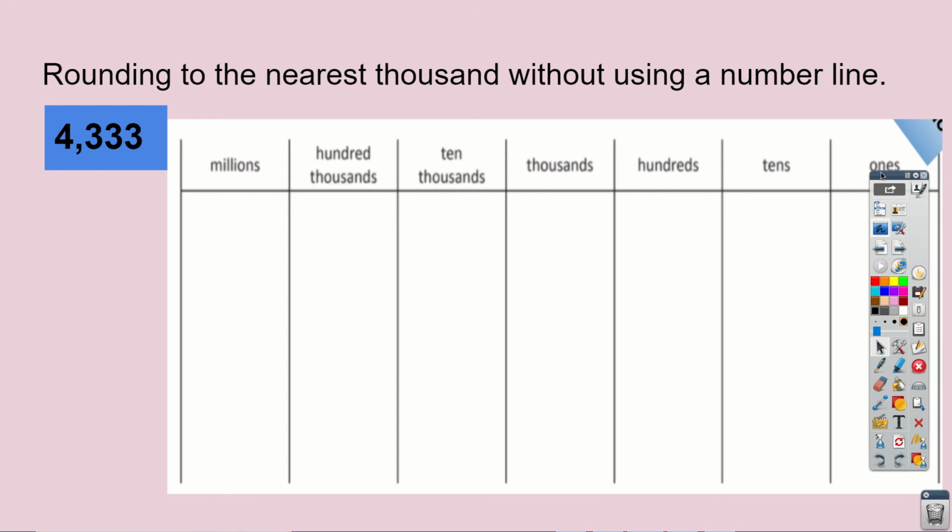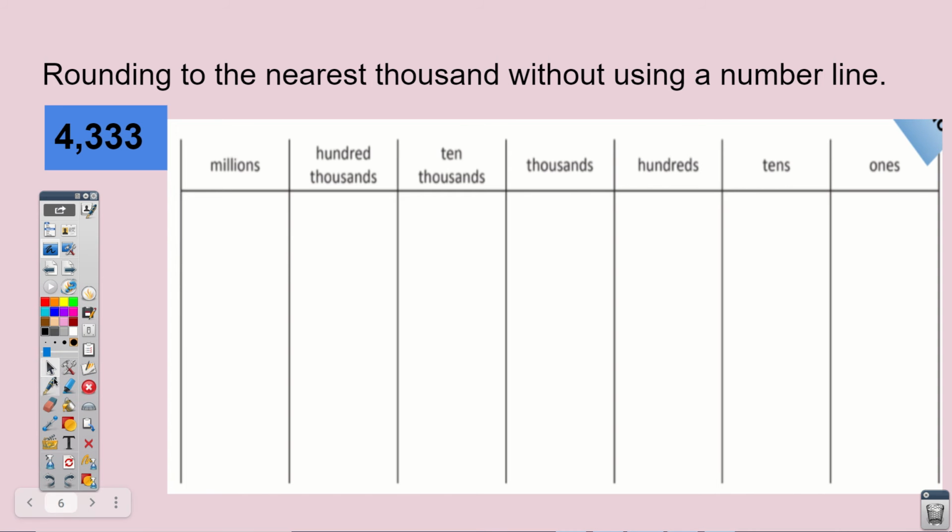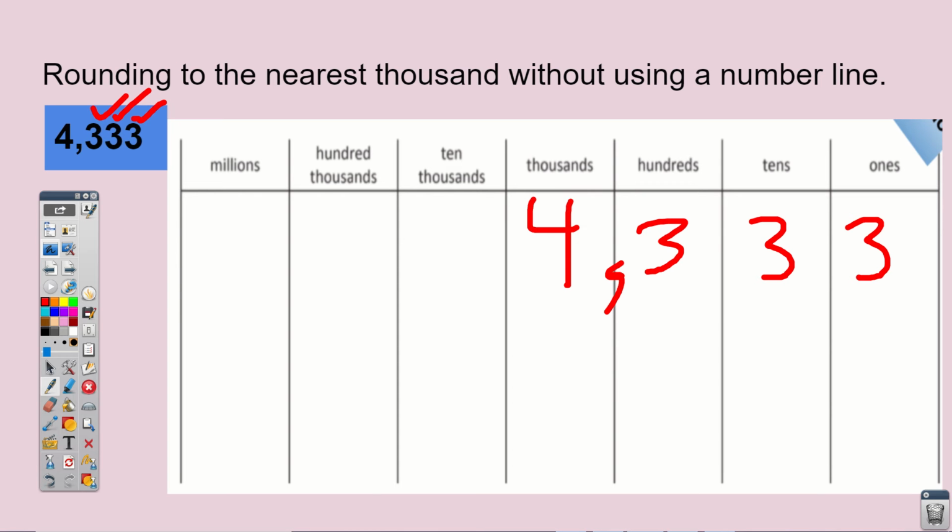So instead of using a number line, I am going to use my place value chart. I'm going to start putting my numbers into the place value chart, starting with the digit in the ones place. We have 3 in the ones place. We also have 3 tens, 3 hundreds, a comma which separates our hundreds, tens, and ones from our thousands, and in the thousands place we have a 4. So this number is 4,333.